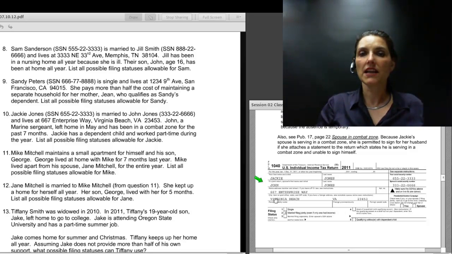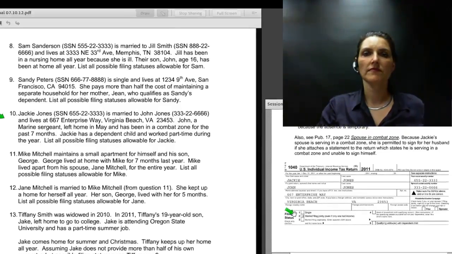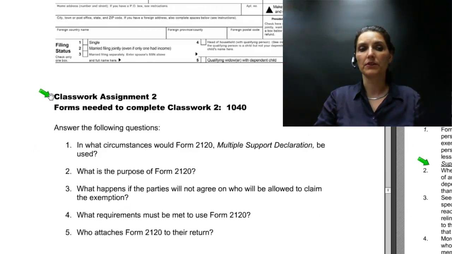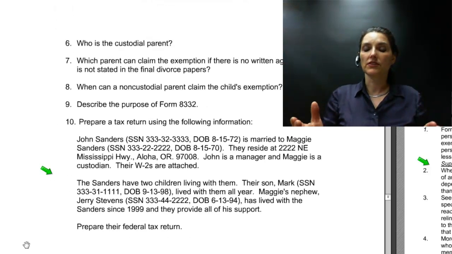So that concludes the review of the Classwork 1 answer key. It is now time to break and complete Classwork Assignment Number 2. Classwork Assignment Number 2 is a series of questions 1 through 10, and question number 10 is actually completion of a tax return. The questions really focus on two areas.